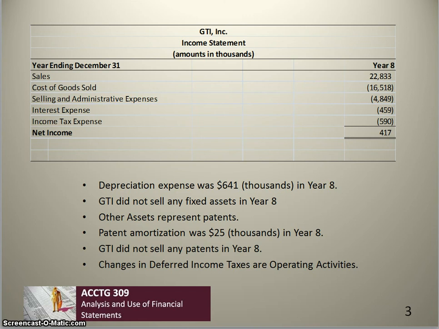In particular, that depreciation expense in year 8 was $641,000. That GTI did not sell any fixed assets in year 8. That other assets on the balance sheet consist of patents. That patent amortization was $25,000 in year 8. That GTI did not sell any patents in year 8. And that changes in deferred income taxes should be classified as operating activities.